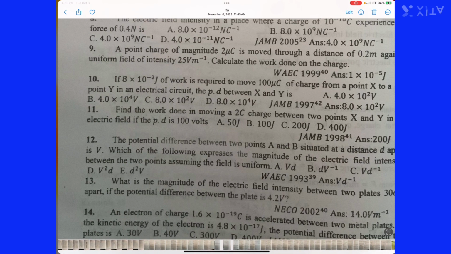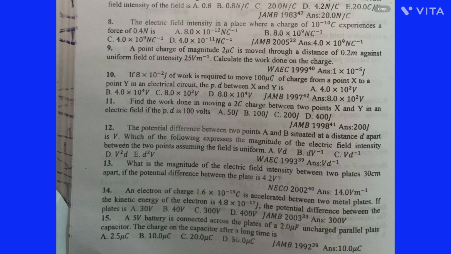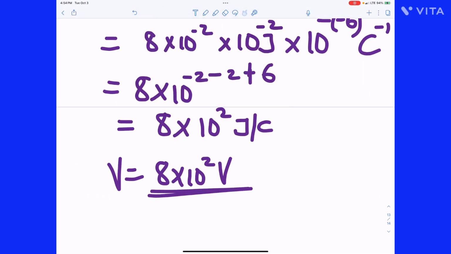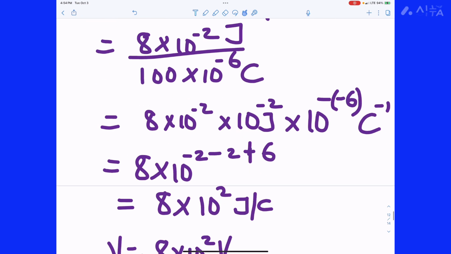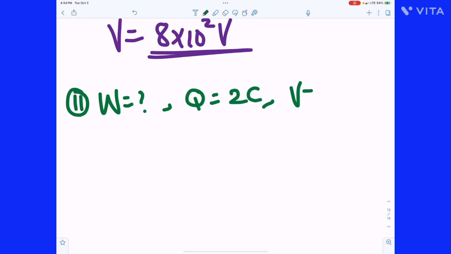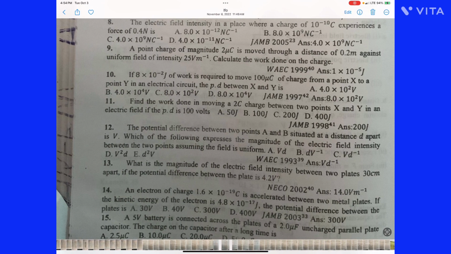So take note of that question, very important. Next one says, find the work done in moving 2 coulombs of charge between 2 points X and Y in an electric field if the potential difference is 100 volts. Very easy, this kind of question. Number 11. Work done in moving quantity of charge is 2 coulombs if the potential difference is 100 volts. Let me check that one. 2 coulombs, 100 volts. Okay.